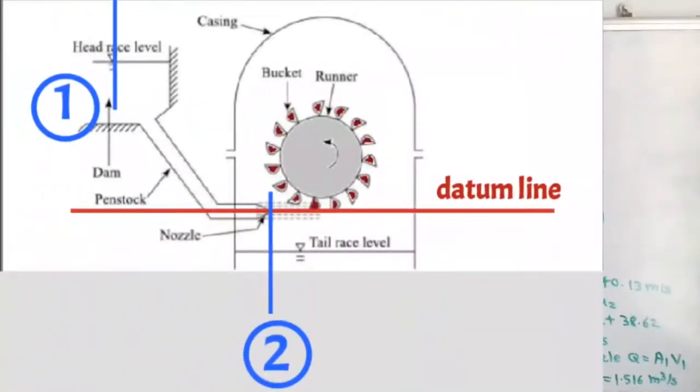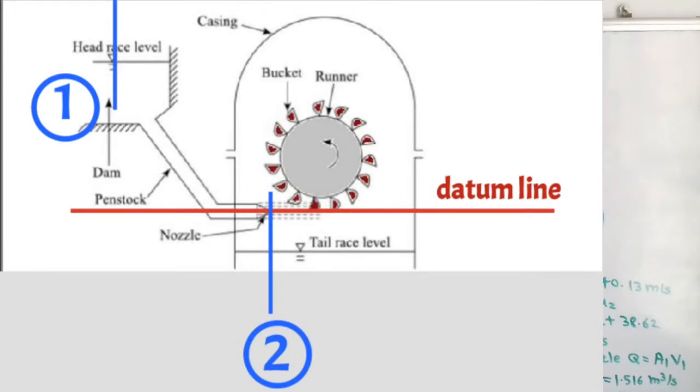If we observe the diagram, we will consider the water in the reservoir at section 1 and the water at the nozzle as section 2. Now we will apply Bernoulli's equation at sections 1 and 2. What is the velocity of water in the reservoir? We will consider the velocity as V. So how can we write Bernoulli's equation? For that we first have to understand the datum line. We will consider the datum line passing through the center of the nozzle.